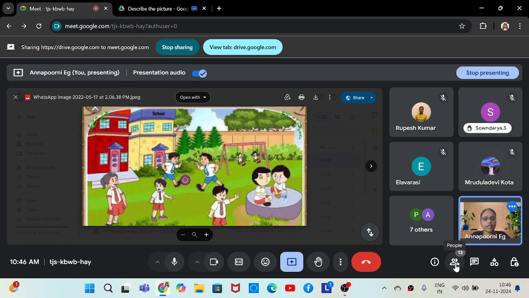Lakshana, can you describe? After that, I will change the picture. Yes, ma'am. There are children in the park. You can also say students. Students is also correct. Two boys are playing football and two girls are swinging and two boys are sitting on the rock with a water bottle and a girl is watching the sky and one boy looking at the sky.